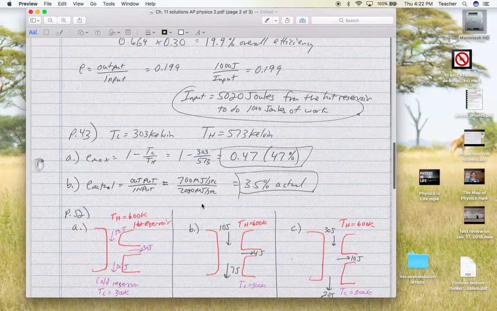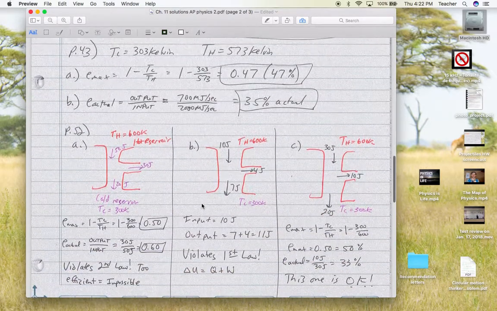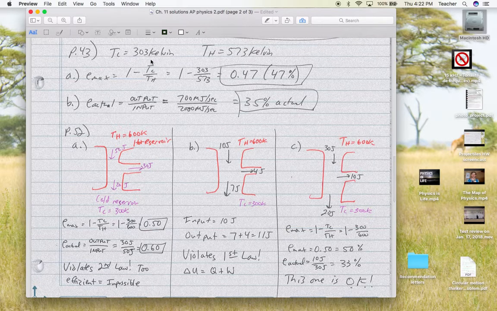For P43, cold temperature was, again, 303 Kelvin, so I'm making sure I convert these automatically. Hot temperature is 573 Kelvin. Emax was 47%. The actual basically said you had a power plant with 700 megajoules per second, or megawatts of output, when the input was 2,000 megajoules per second. So that's 35%. So it makes sense that the actual efficiency was less than the theoretical maximum.